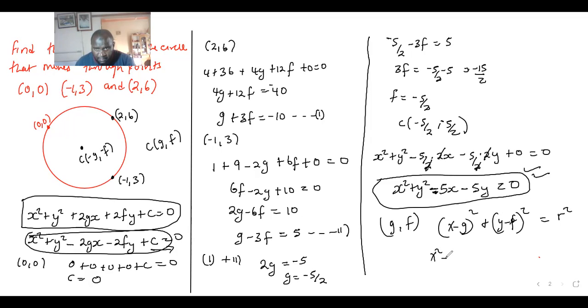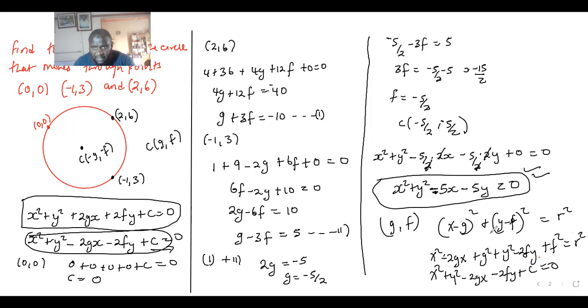So X squared minus 2GX plus G squared plus Y squared minus 2FY plus F squared should give us R squared. So X squared plus Y squared minus 2GX minus 2FY plus C is equal to 0. This is true if and only if the center has been assumed to be having values of G positive. You have GF with a variable point XY. Whereas if G has been assumed to be negative, that's when we use these ones.